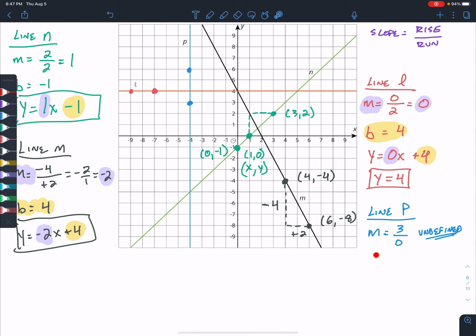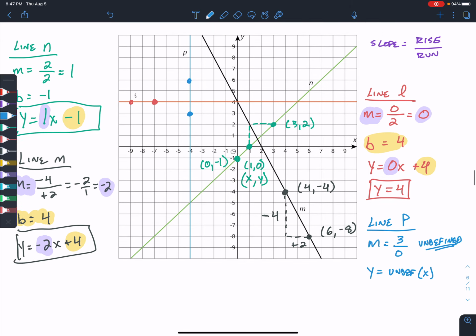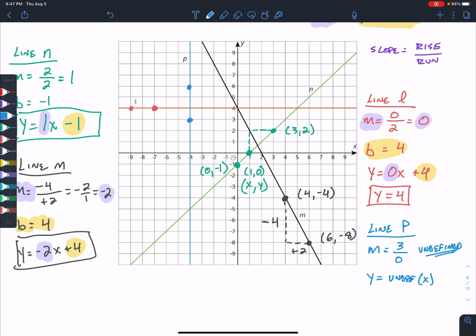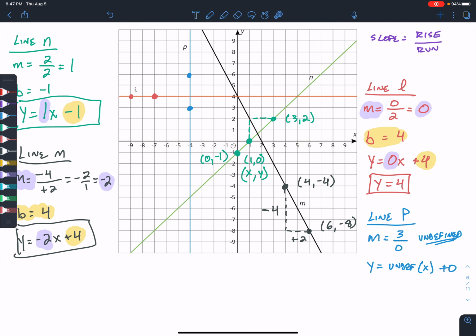So if we've got y equals an undefined value times some value, and look, we're not even crossing the y-axis anywhere, right? We're not crossing this line anywhere, so it's plus 0. Well, we can't really have y equal anything. Y doesn't equal any of this because you can't multiply x by an undefined value. So this one's a little bit trickier.